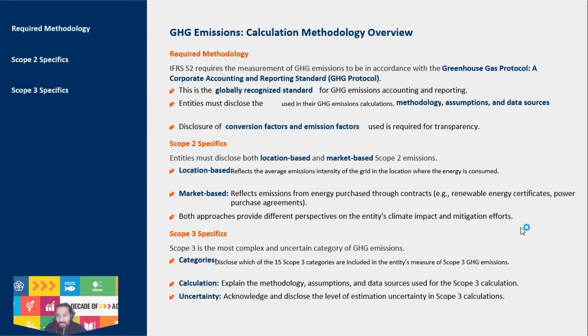And scope 3 is very much more complex. Scope 3 calculations cover 15 categories. You must disclose which of the 15 categories you included and acknowledge your estimations, uncertainty, or the assumptions that you have taken. So if you leave a category out, you need to explain why you left out that particular category.